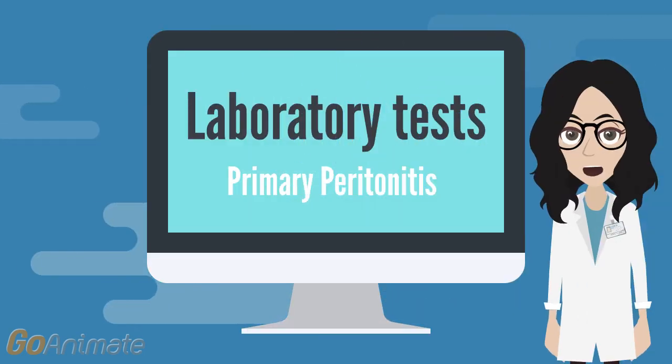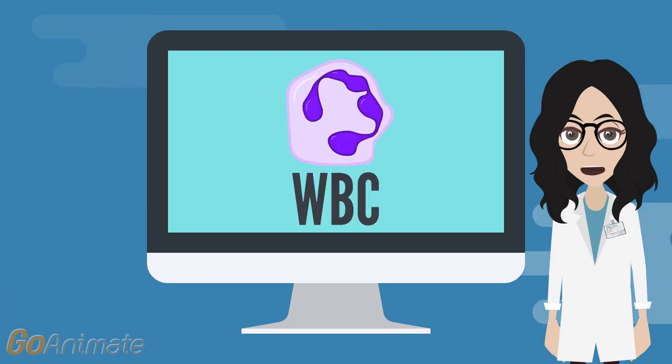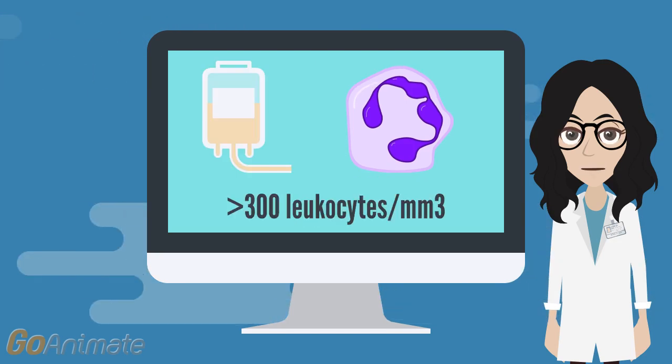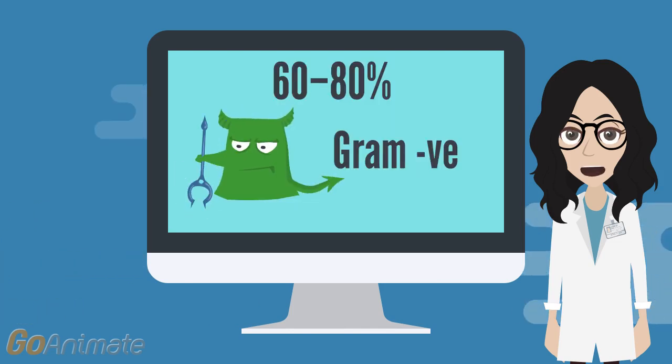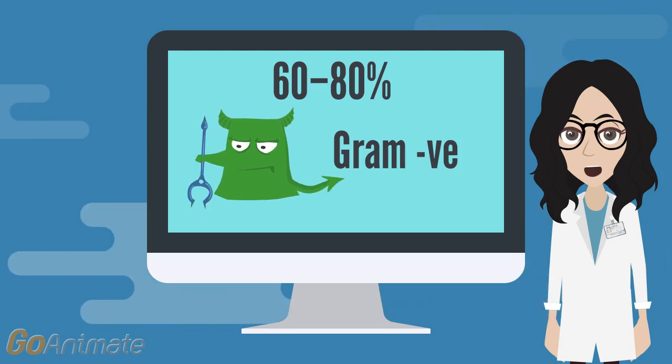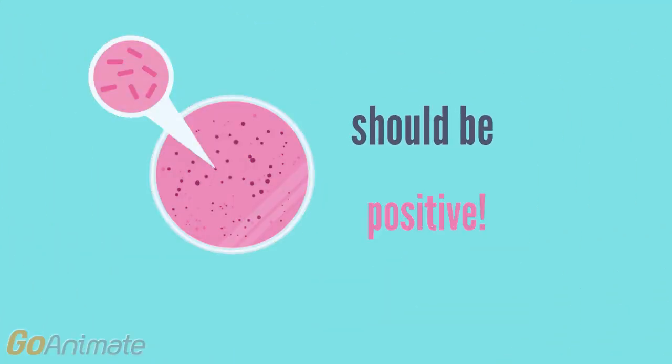Another way to differentiate between these two is the lab result. For primary peritonitis, patients' white blood cell counts may be only mildly elevated. Ascitic fluid usually contains more than 300 leukocytes per millimeter cubed. In 60 to 80% of patients with cirrhotic ascites, the gram stain is negative. Other diagnostic tests involve the culture of peritoneal dialysate or ascitic fluid.